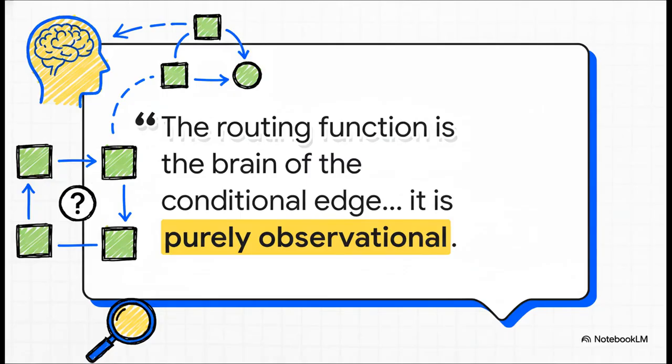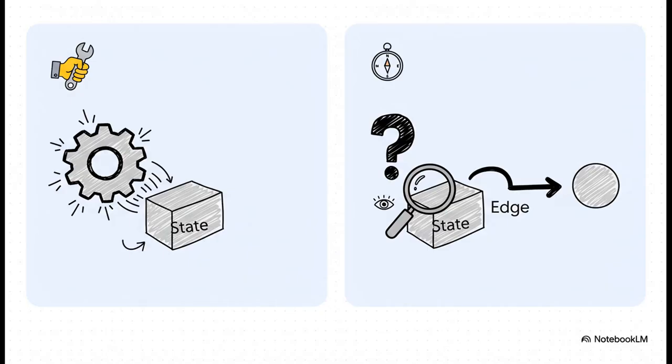And this right here is a brilliant design choice. That routing function, its job is to look but not to touch. It inspects the state, it reads the whiteboard to figure out where to go, but it is strictly forbidden from changing anything on it. This separation of powers is absolutely critical.